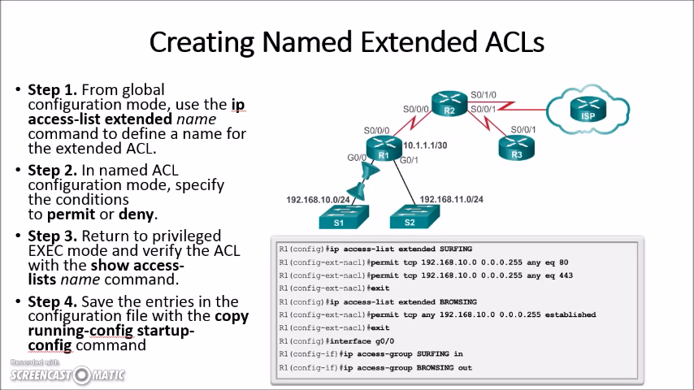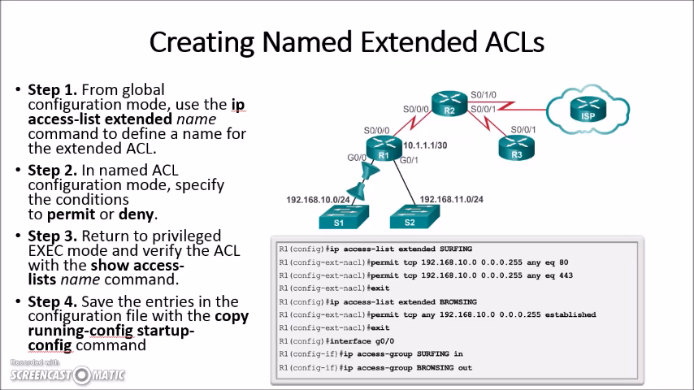In step 2, in named ACL configuration mode, specify the condition to permit or deny the access. For step 3, return to privileged EXEC mode, and verify the ACL with the show access-list name command.